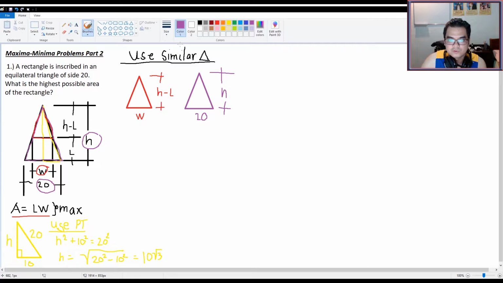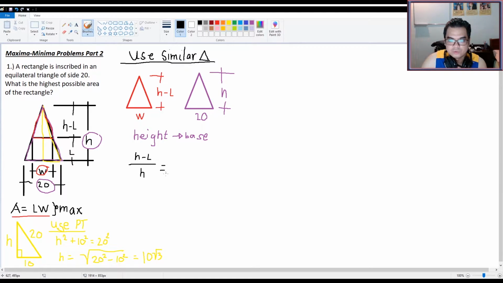Okay, the height. So using similar triangles, we can use height to base. We can also call this ratio and proportion. Height into base. So what will happen is height of the small triangle into height of the big triangle, which is h minus l all over h, the height of the big triangle.